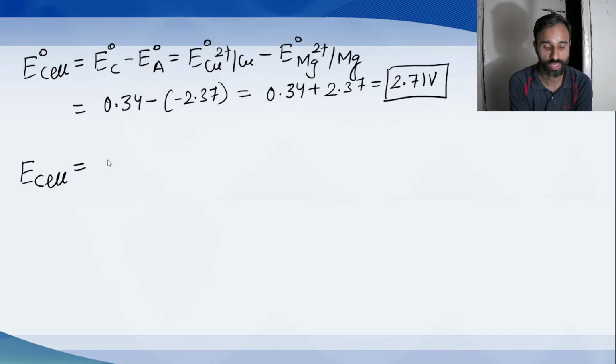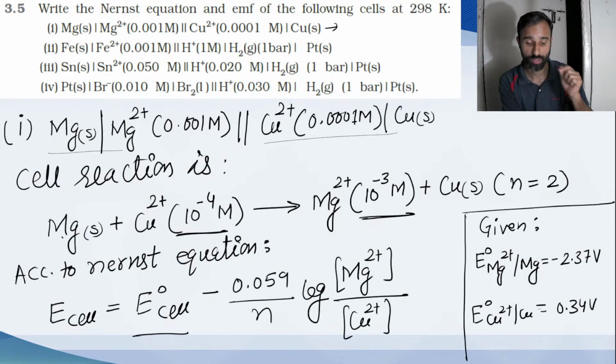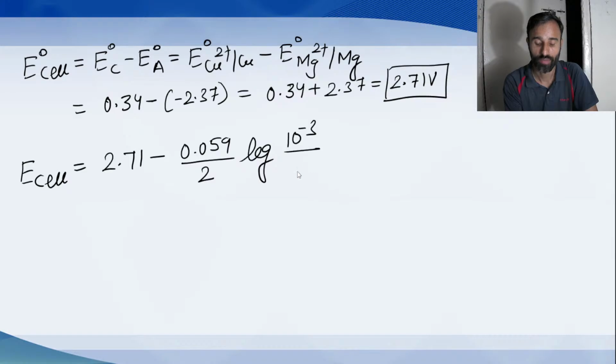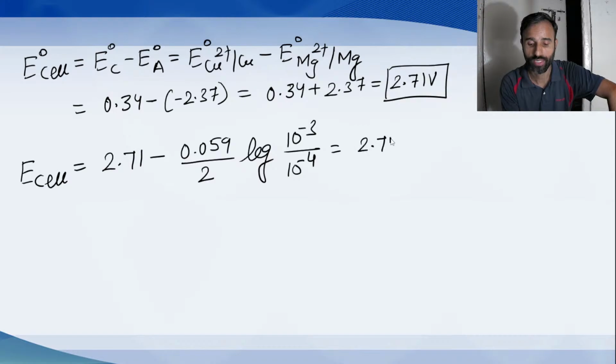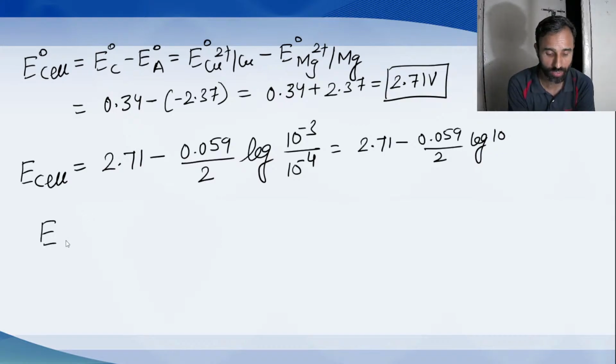E cell equal to E naught cell, that is 2.71, minus 0.059 over n. n is 2, log of 10 raised to the power minus 3 (Mg2+) divided by 10 raised to the power minus 4. So that is 2.71 minus 0.059 over 2 log of 10. And what is the log of 10? 1.